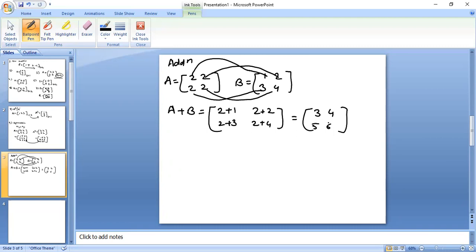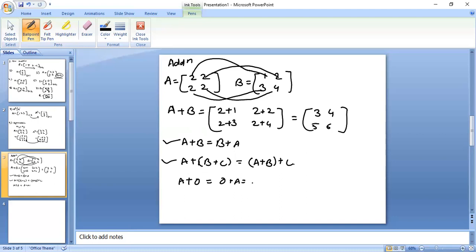The addition of matrices is commutative. Here you can say A plus B equals B plus A, and addition of matrices is associative also. So A plus B plus C equals A plus B plus C, grouped in any way. This is the associative property and this is the commutative property. If you add 0 to the given matrix like A plus 0 equals 0 plus A, then you will get A, where 0 is the null matrix of the same order.